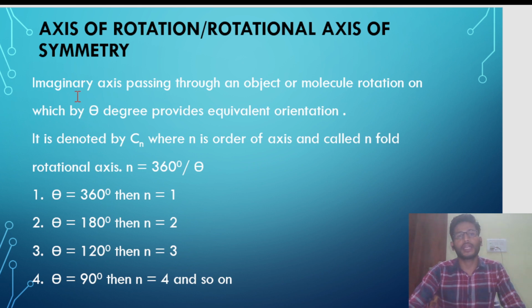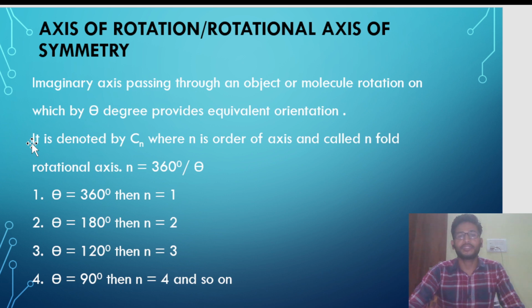Second symmetry element or operation is axis of rotation. This is the symmetry element, and the symmetry operation is rotation. It is also called the rotational axis of symmetry. Axis of symmetry or rotational axis of symmetry is an imaginary axis passing through an object or molecule, rotation about which by theta degrees provides an equivalent or indistinguishable orientation or configuration.